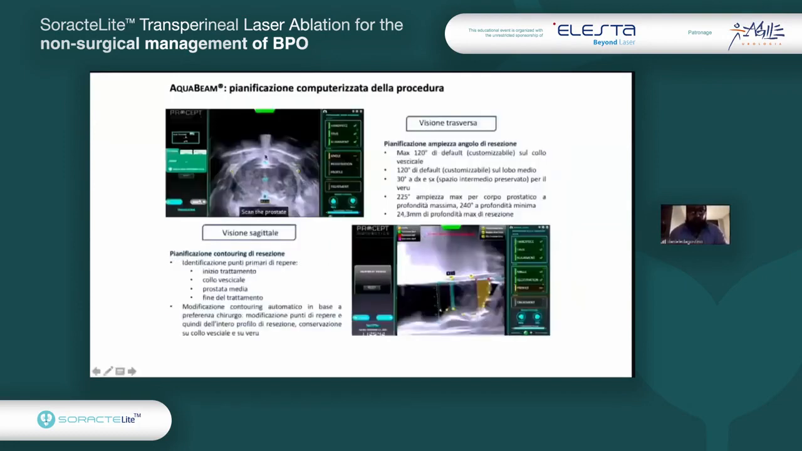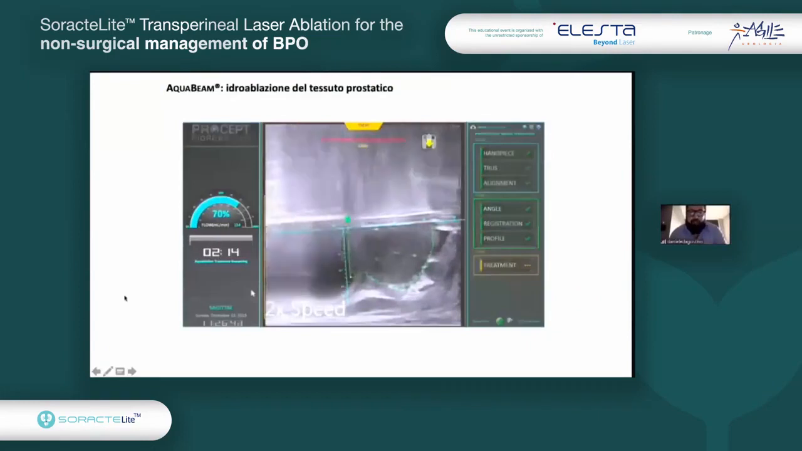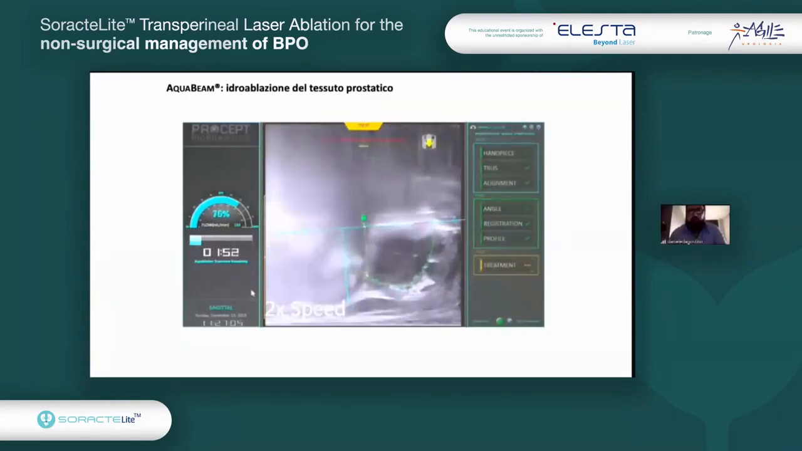In this slide, you can see the principal steps of planning the resection of BPH in the axial view and sagittal view. This is the treatment. The treatment time is very, very short. We can treat a prostate with a large volume in 5-6 minutes. In this video, you can see the treatment, the ablation of prostatic adenoma with Aquabeam with water jet. You can see the treatment time is very, very short.